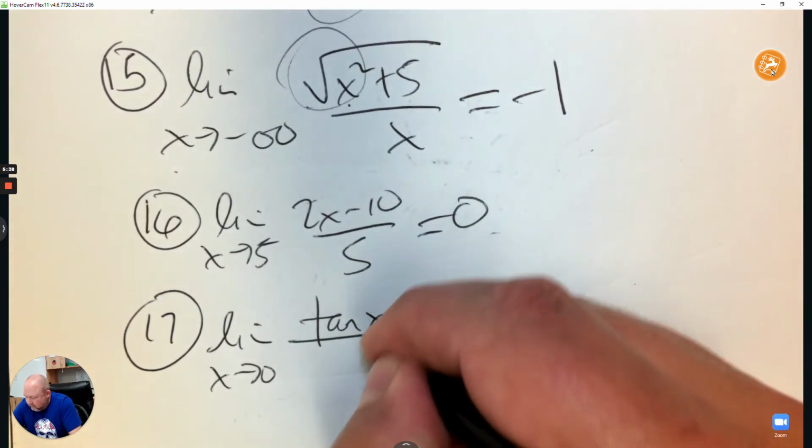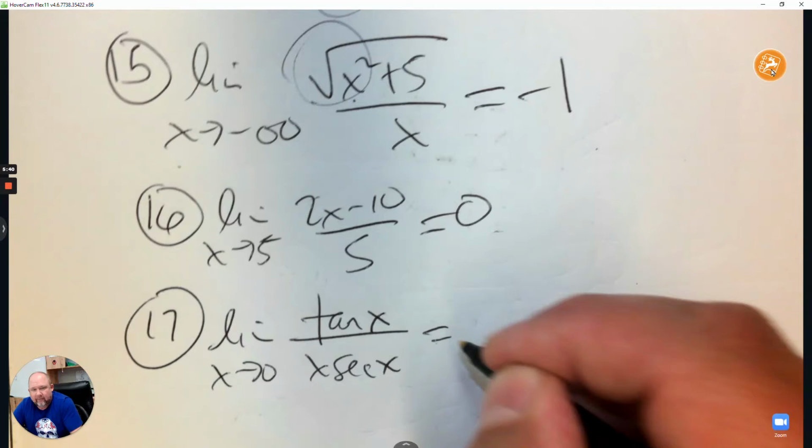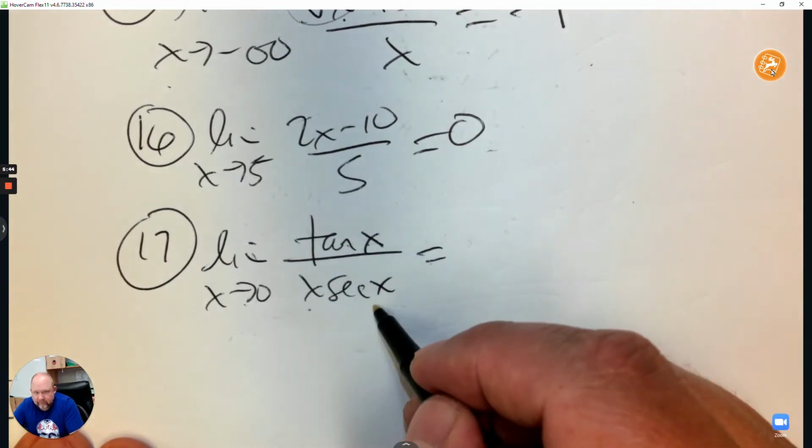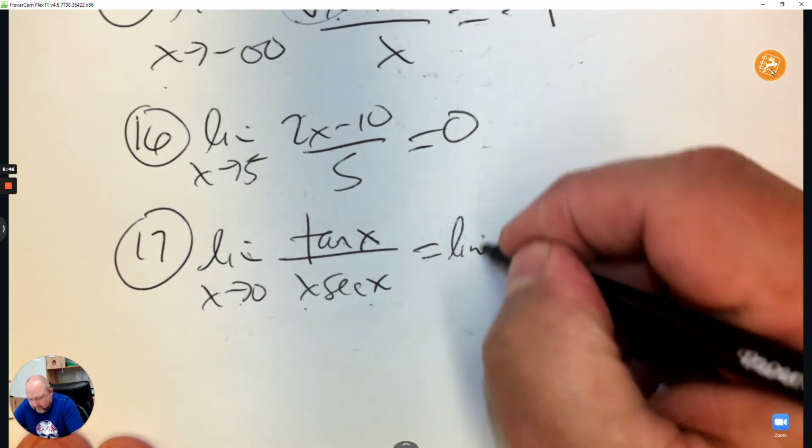Got to know our unit circle a little here. So the value of tangent at 0 is 0. 0 times anything is 0. It's indeterminate, so we need to do L'Hopital's rule.